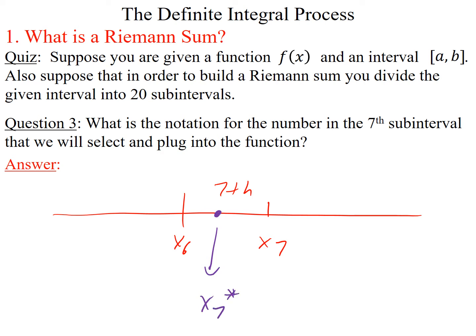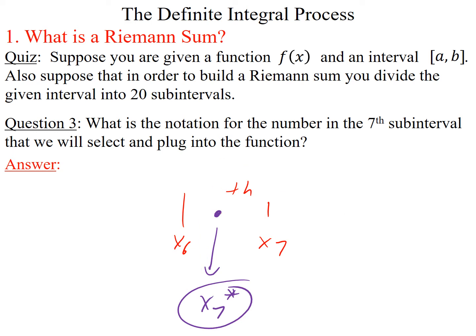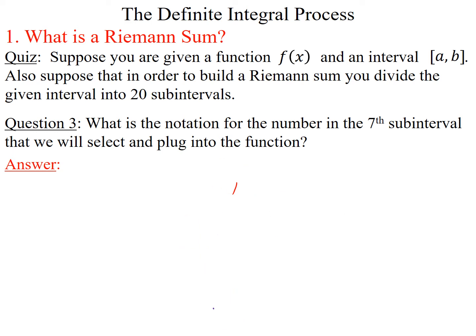x7 star. Again, because it's the seventh interval, x7 star. Or you can, again, just remember all these numbers kind of match here. So that's it, x7 star. That's the number. Okay, so the answer to this question, x7 star. Now, those two questions were pretty important, so I'm going to ask you those, or similar ones, a couple more times during this quiz. But let's keep going.